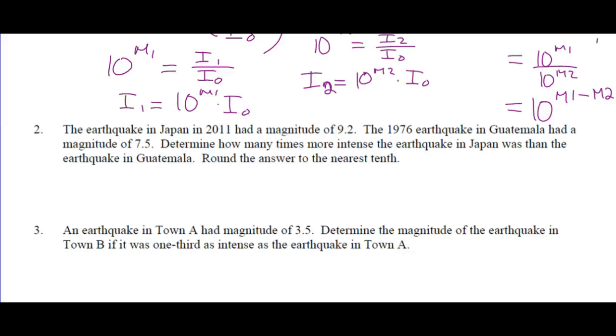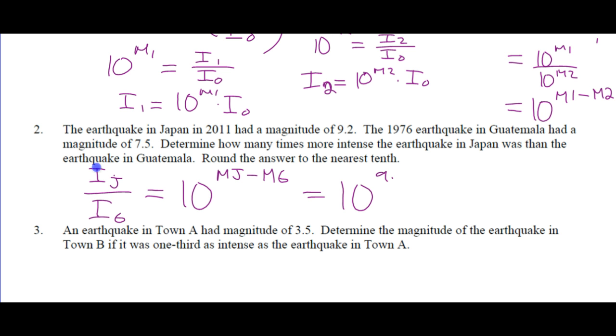Okay, so Japan 2011 magnitude 9.2, earthquake in Guatemala had a magnitude of 7.5. How many times more intense is one than the other? So you could say intensity in Japan divided by the intensity of Guatemala is 10 to the power of the magnitude of Japan minus the magnitude of Guatemala, which is 10 to the 9.2 minus 7.5, which is 10 to the 1.7, which is about 50.1 times as intense.